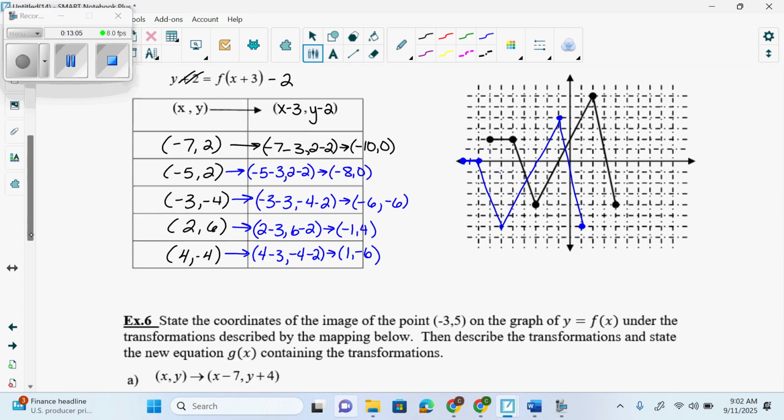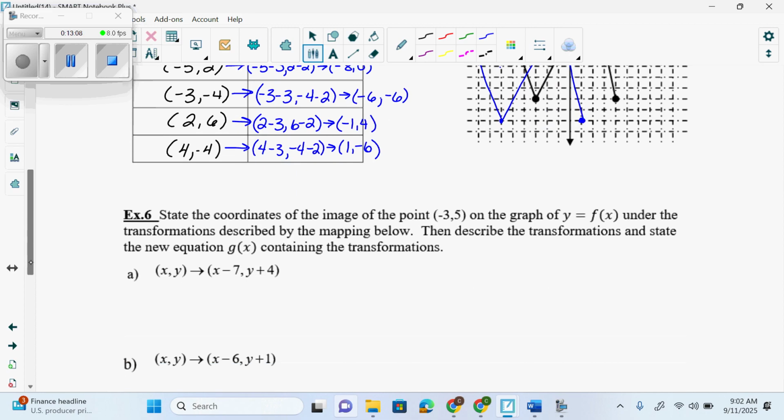The next one I told you to do: state the coordinates of the image of the point negative 3, 5 on the graph of y equals f of x under the transformations described by the mapping below. Yep. Would we be given that type of question in test format on the exam? Could be. In a written response to draw it. It'll just have way more transformations. Then describe the transformations and state the new equation.